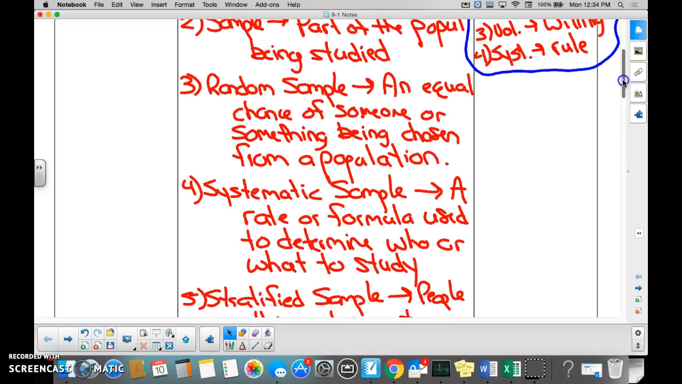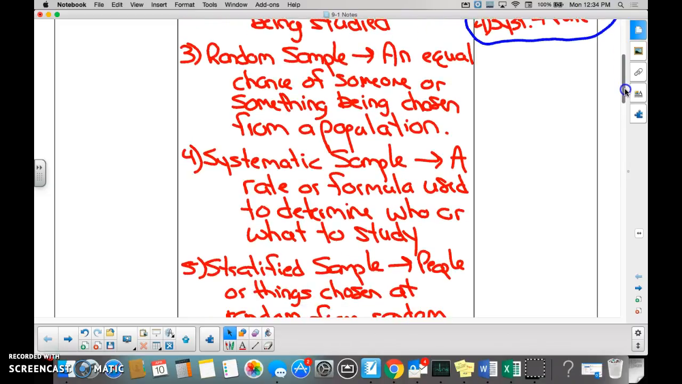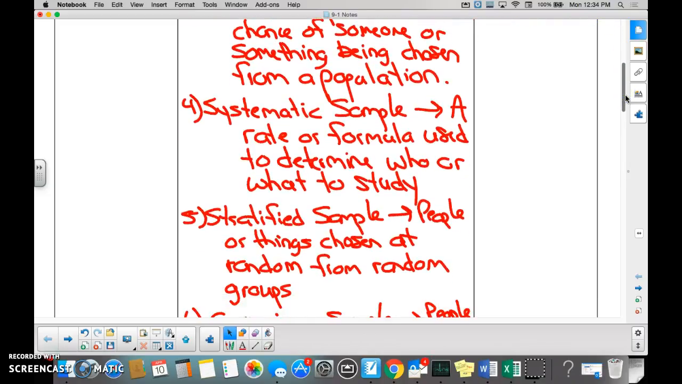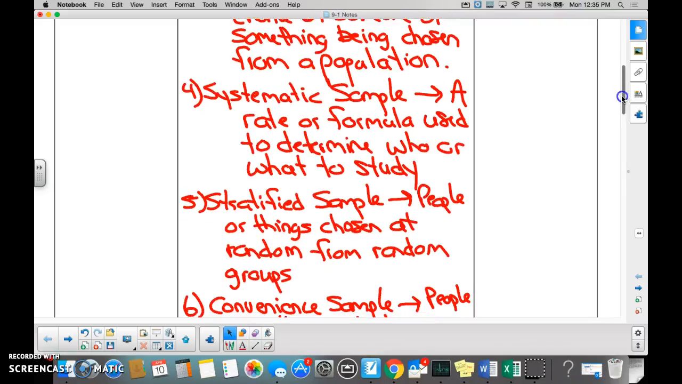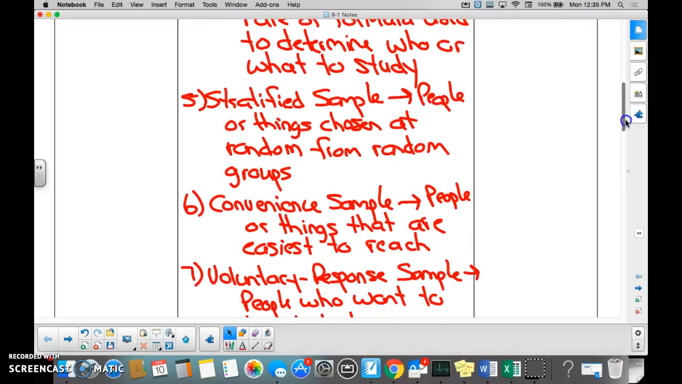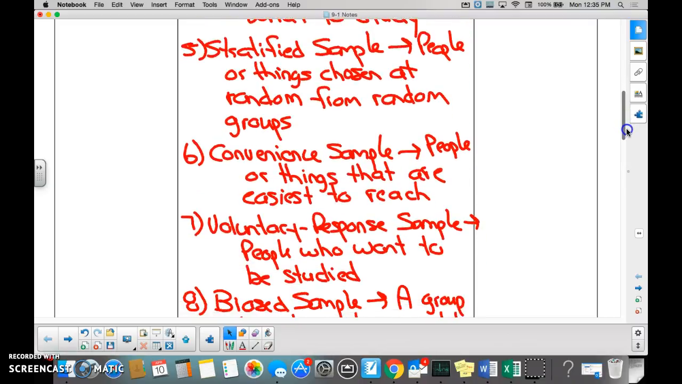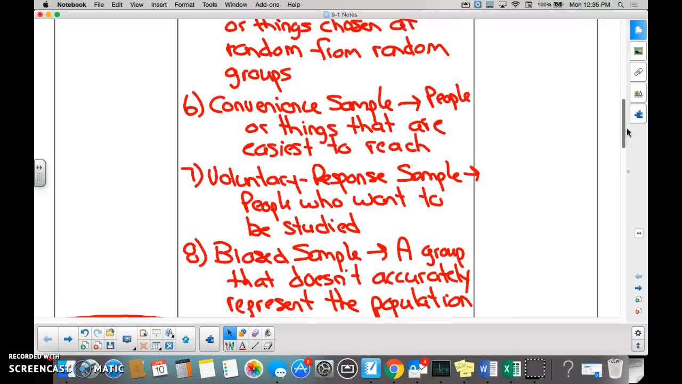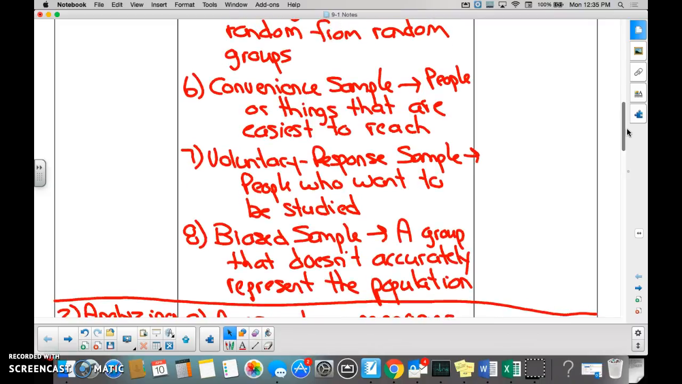Talk about various samples. We have a random sample, self-explanatory. Systematic sample, there's a rule. Stratified sample, random from a random. Convenience, the easiest. Voluntary response is exactly what it says. People that want to be surveyed. And then number 8 is a big part of what we did here in the next section.